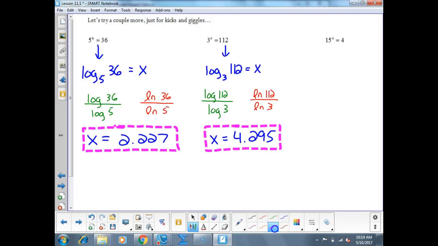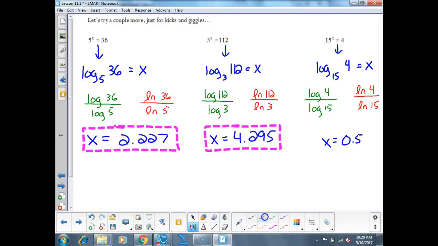And on this one, I changed the form. So this is going to be log base 15 of 4 is equal to x. That's either going to be log of 4 divided by log of 15, or natural log of 4 divided by natural log of 15. And here I get x is equal to 0.512.